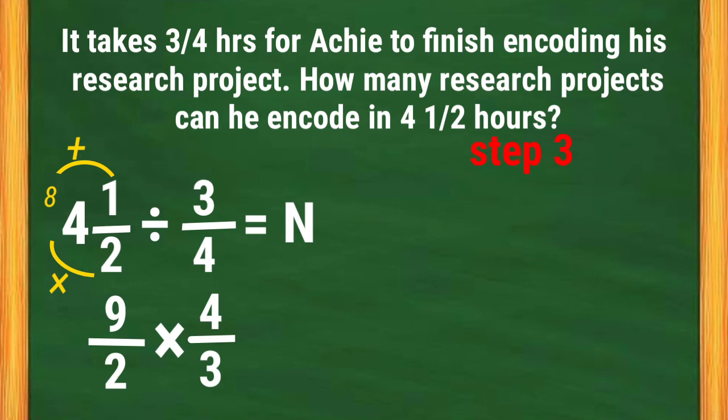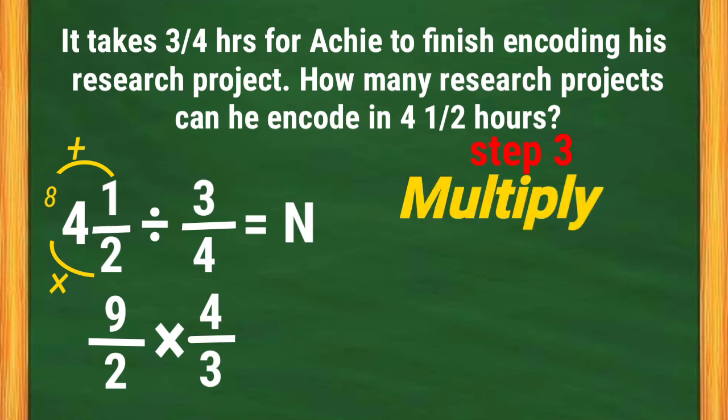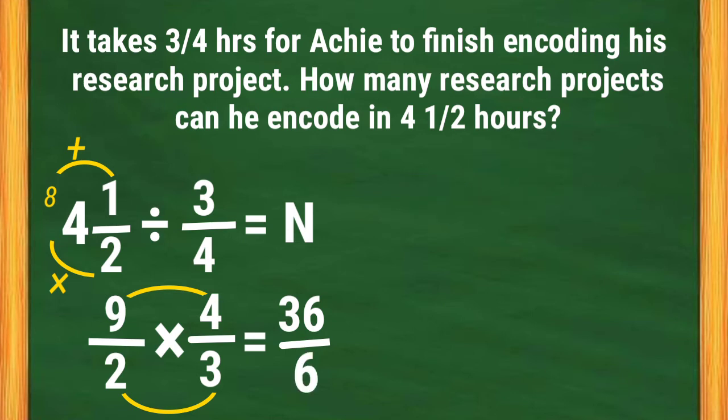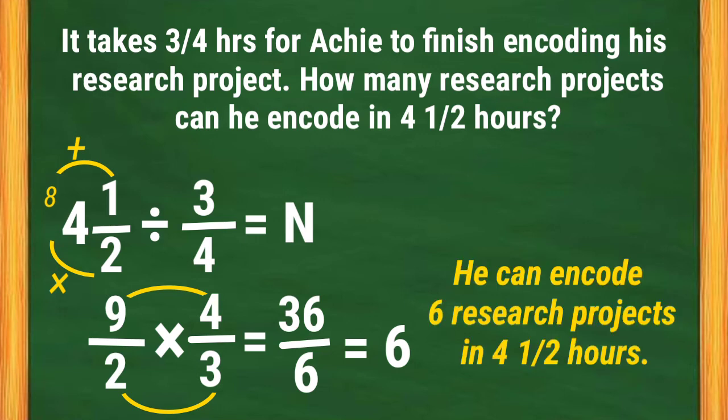You have to follow the rules in multiplying fractions. Multiply the numerators and multiply the denominators. So the numerators are 9 and 4. 9 times 4 is 36. 2 times 3 is 6. So 36 over 6. And then you are going to simplify by dividing the numerator by the denominator. So 36 divided by 6 is 6. So your final answer is he can encode 6 research projects for 4 and 1/2 hours.